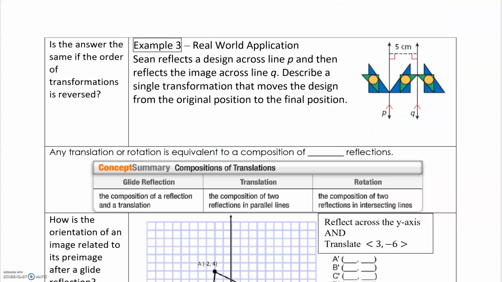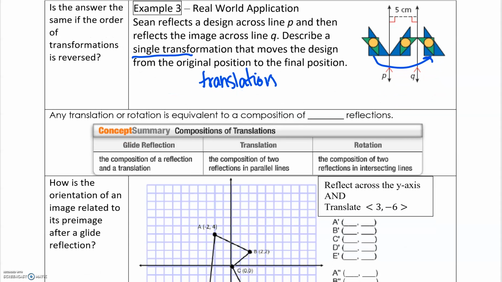So looking at example 3, if we were to take this P, reflecting it across the P and then reflecting it across the Q, what is the single transformation that would move this design from here to here? Hopefully you're thinking a translation or a slide. And it would be double the distance, so it would be 10 centimeters if it asks you how much. Any translation or rotation is the equivalent composition of two reflections.